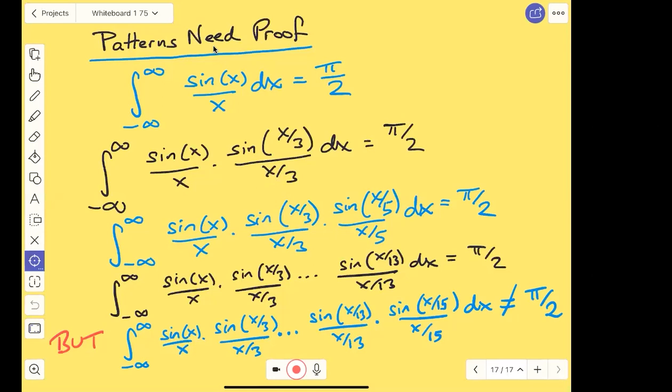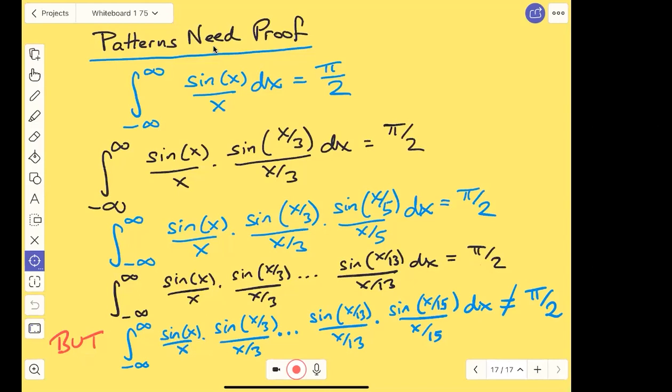And you go, wow, that's wild. So then you say, let's put in another factor. We're going to multiply by sine of x/5 over x/5. And you still get pi over 2. And at this stage, you're starting to think, oh hang on, this is really going somewhere. And you keep doing it, more and more factors, all the way up to sine of x/13 divided by x/13. And every time, for all of these different integrals, you get pi over 2.